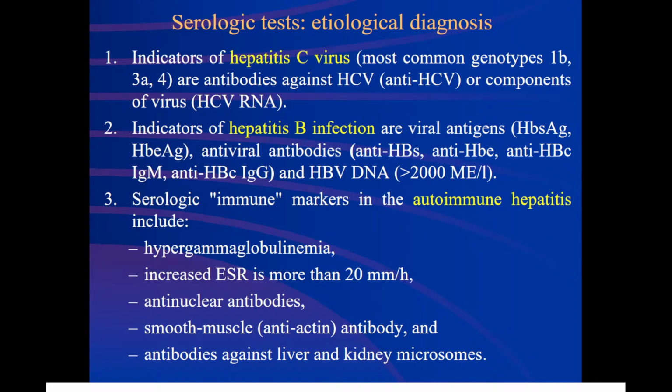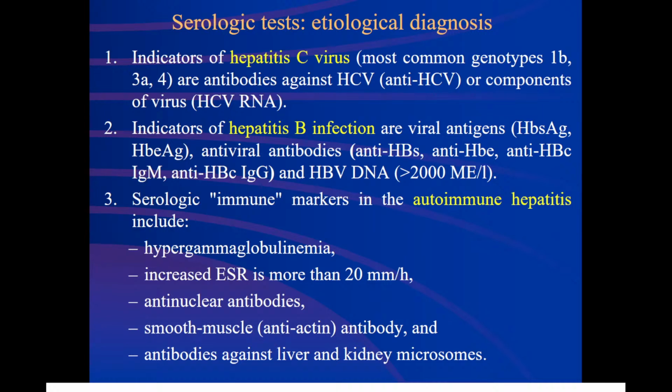Indicators of hepatitis B infection are viral antigens, HBs antigen, HBe antigen, antiviral antibodies, anti-HBs, anti-HBe, anti-HBc, immunoglobulin M and G, and HBV DNA. So there are many serological markers of viruses for specific diagnostics.